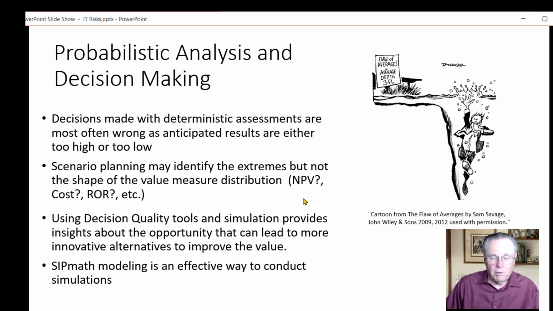You could have scenario planning, but I don't think scenario planning is worth anything unless you've got probabilities assigned to those scenarios. So what we want to do is use the decision quality tools and simulation to properly assess these uncertainties, and then use that to make good decisions on where to spend our IT dollars to mitigate the risks. I'm going to be using SIP math here to evaluate this in a model.